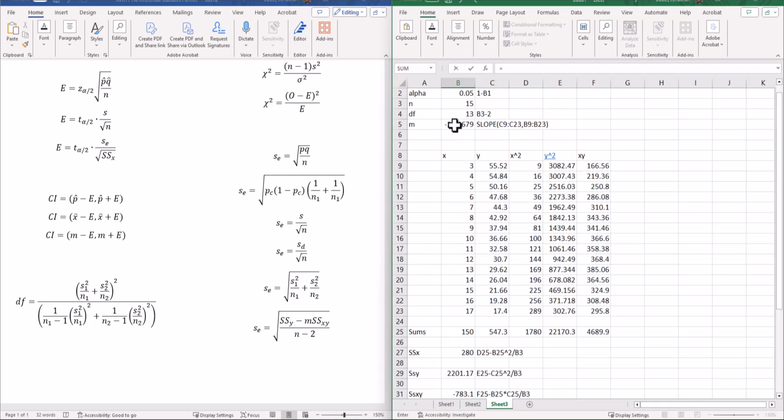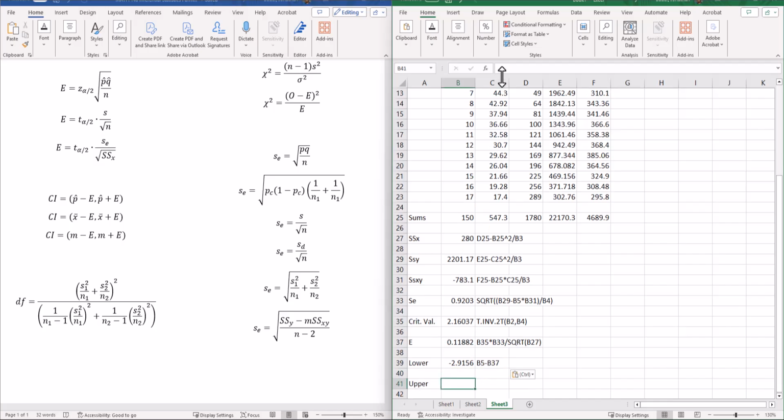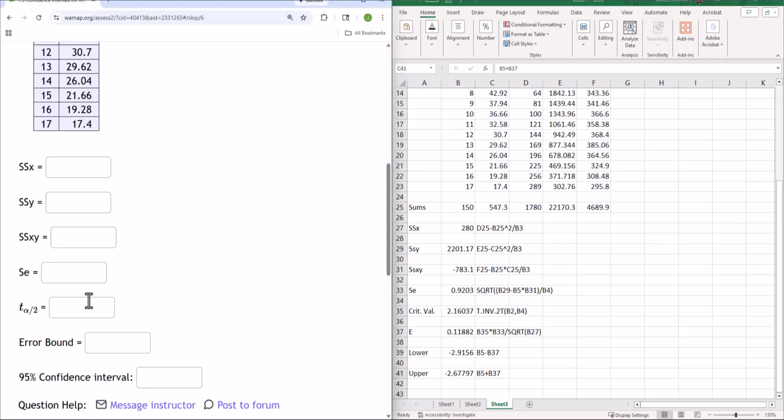The lower limit is going to be our slope minus our margin of error. And then the upper limit is the slope plus. I'm just copying that again, and I'll change the sign to a plus here and hit this. And then copy this to there. And now for the fun part, entering our responses here.